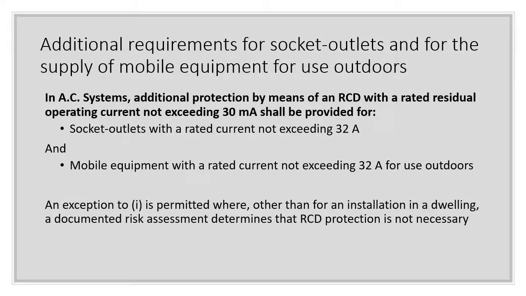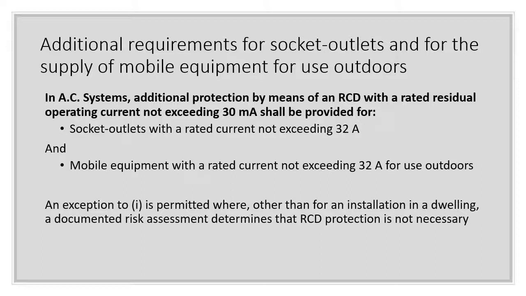And additional requirements for socket outlets and for the supply of mobile equipment for the use of outdoors. Used to be socket outlets with a rated current not exceeding 20, it's now 32 amps, should be protected by an RCD with 30 milliamps. And mobile equipment with a rated current not exceeding 32 amps for the use outdoors. The only exception to this rule now is where, not in a dwelling, a documented risk assessment determines that the RCD protection is not necessary.